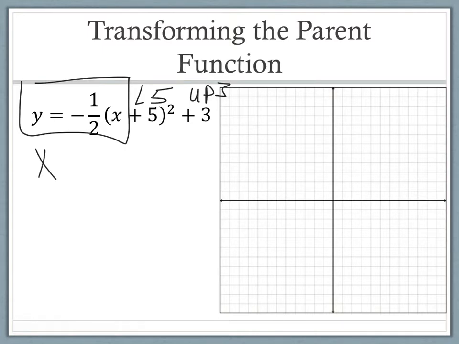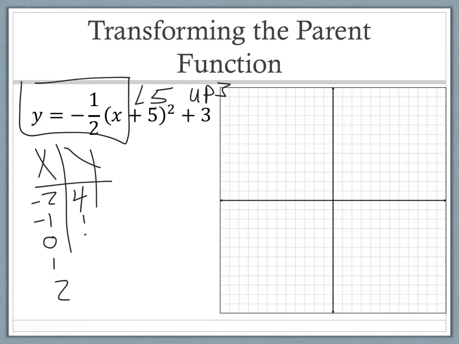So when I make my table, we have -2, -1, 0, 1, 2. So square those: 4, 1, 0, 1, 4. Multiply all those by -0.5, or take half, right? So -0.5.